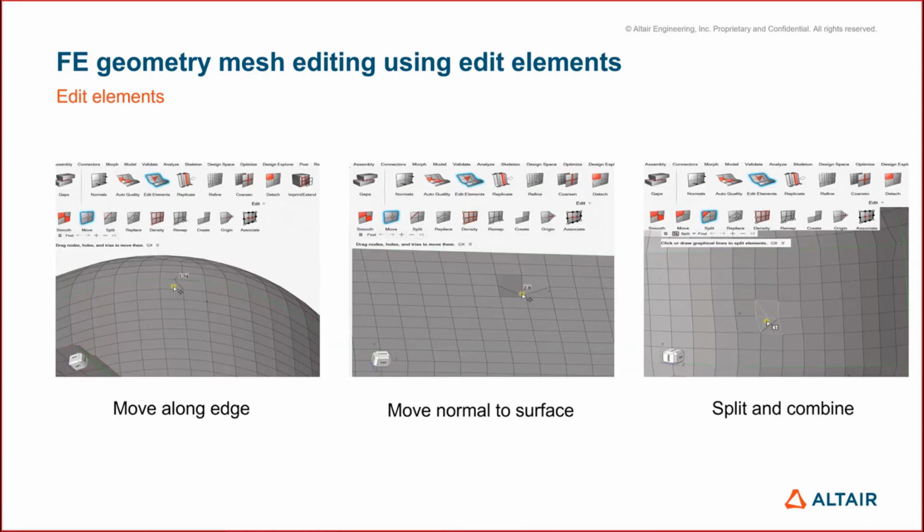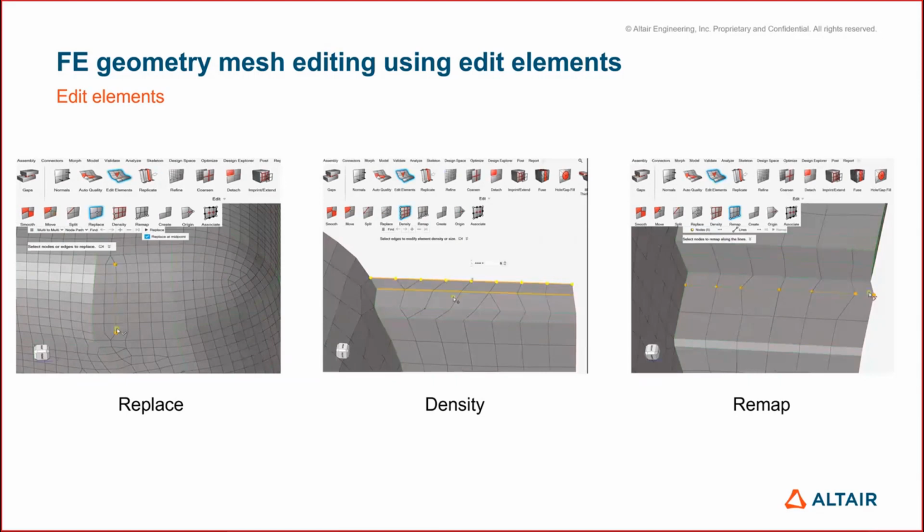Also, all of the edit element tools have been instrumented to work with FE geometry. So, be it move tool, it understands it has a topological edge, and when you move a node along the edge, it moves along that topological edge. Or whether you want to move a node normal to the surface. The split and the combine tools are also instrumented to work with FE geometry.